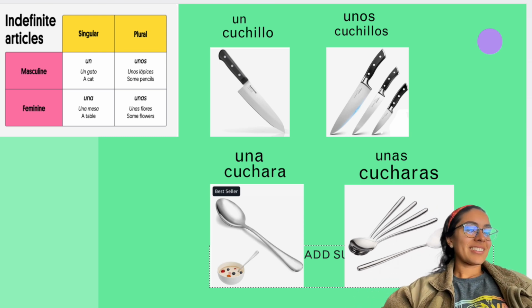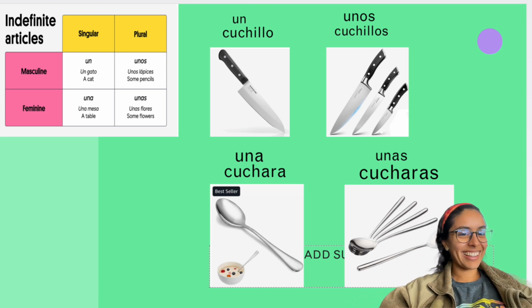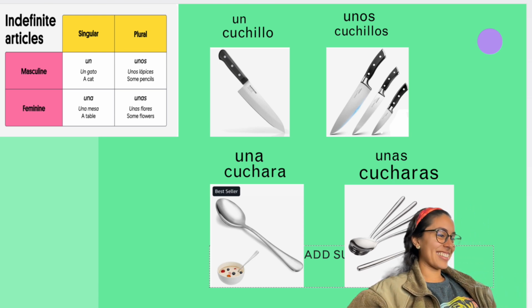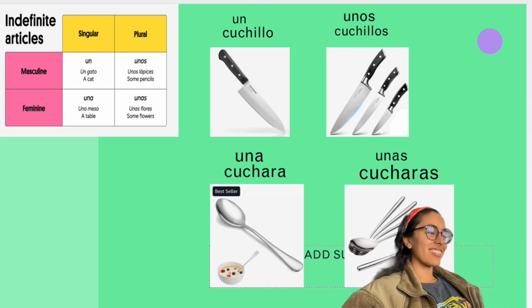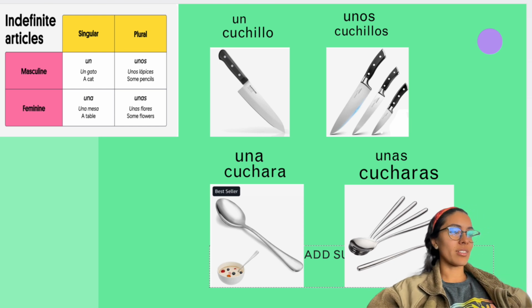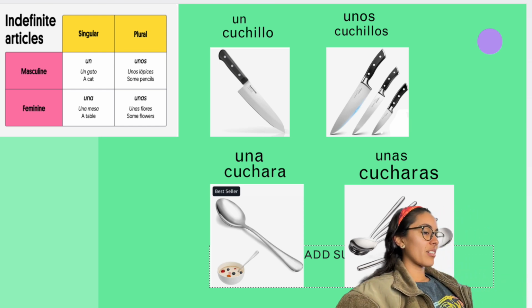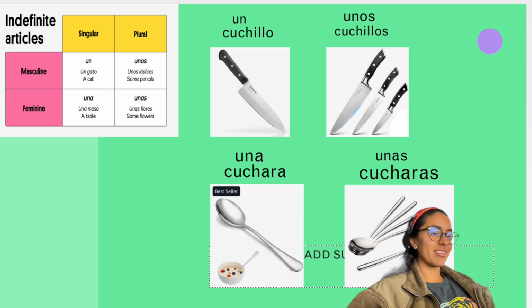Una cuchara? Nope. Oh, sorry. No, he was wrong. Go ahead. Okay. Unas cucharas. That's plural. What's the singular? Una cuchara. Very good. Una cuchara, unas cucharas. Very good.